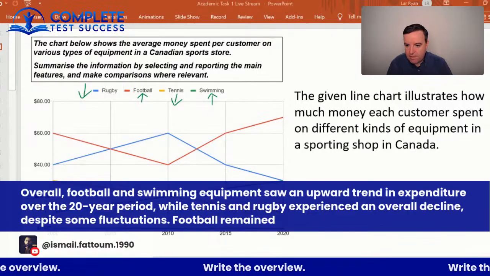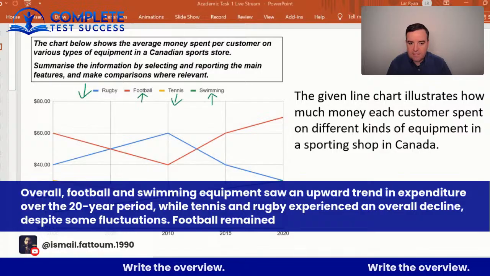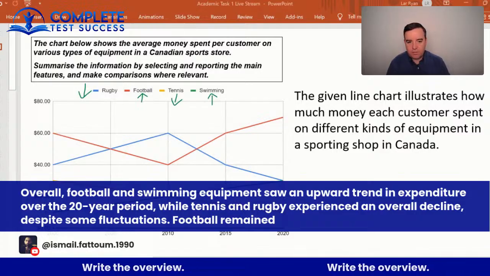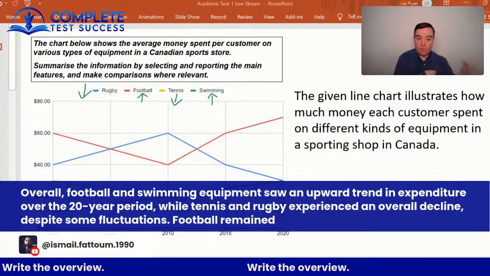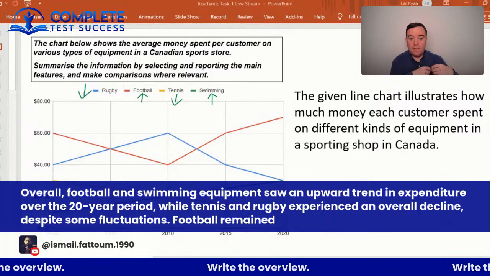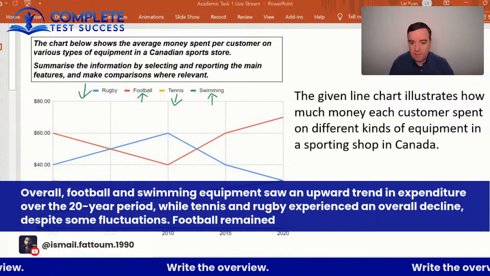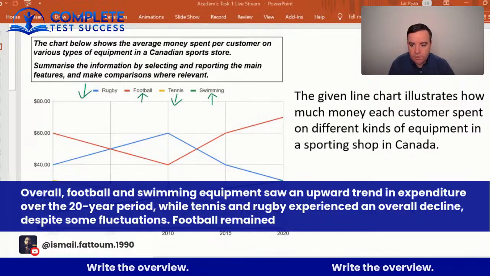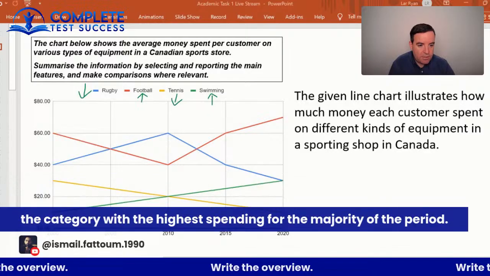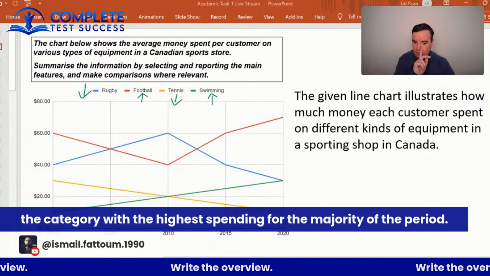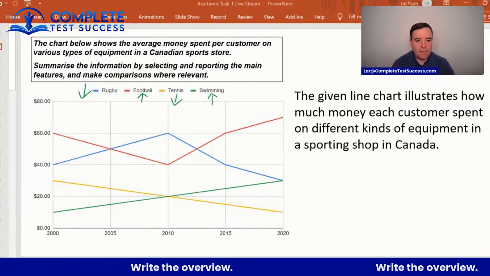Okay, so another one from Ismail. Overall, football and swimming equipment saw an upward trend in expenditure. No, in sales. Expenditure is how much money you're spending, like how much the shop would be spending on that equipment, when they're buying it, when the shop is buying it, but not how much the customers are spending. Over the 20-year period, while tennis and rugby experienced an overall decline despite some fluctuations. And football remained the category with the highest spending for the majority of the period. Again, I would rephrase that, but yeah, we're on track now.